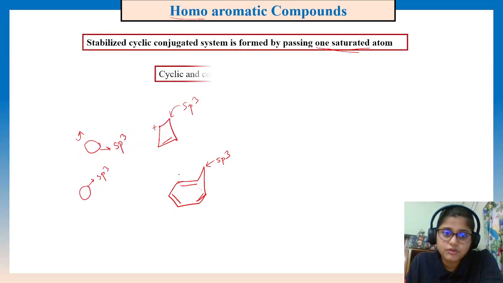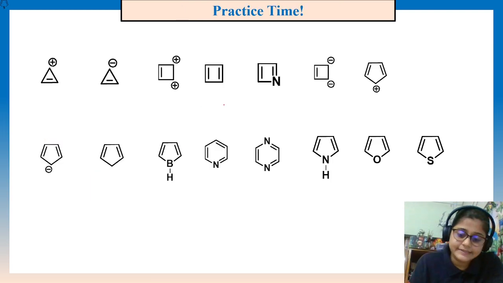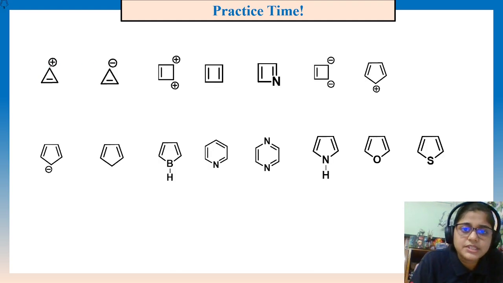Okay, so we have done this. Now practice time. Let's take your pen and paper and start with me. So first this compound. Okay, first one is this propylium cation. It has one pi bond, and it is positively charged, so no electron, so only 2 pi.